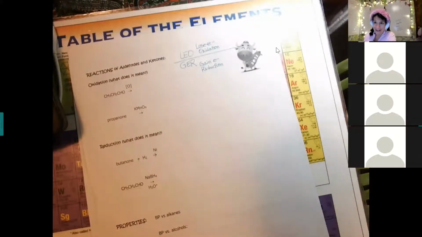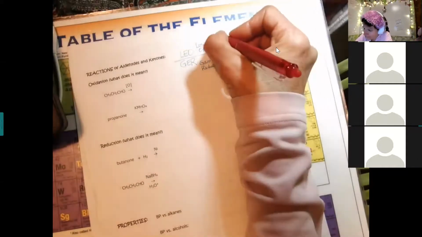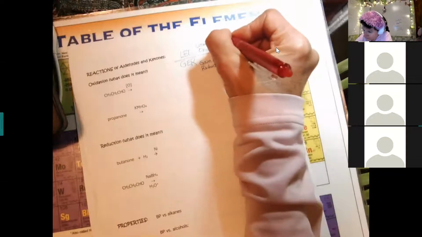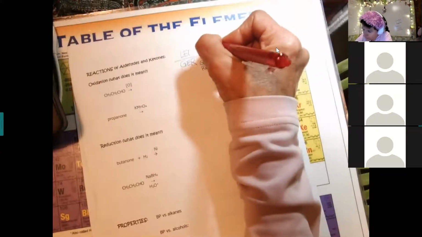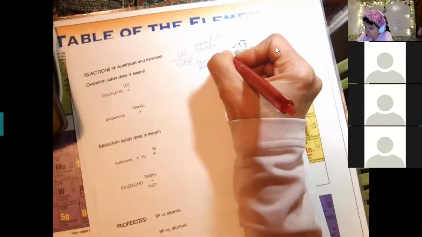So organic chemistry, what is the definition? Instead of saying losing electrons, what do we look for? There's 2 things to get the point. Hydrogen. So when you lose electrons, you lose hydrogen. When you gain electrons, you gain hydrogen.